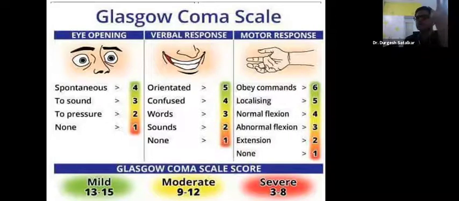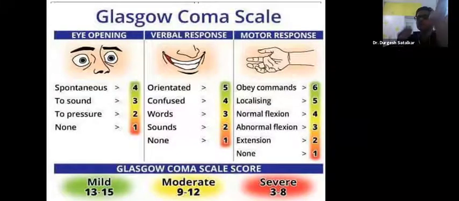Of these three components, motor response has the maximum weightage, a total of 6 points. If the patient is obeying commands, we label it 6. If localizing to the painful stimulus, we give 5 points. If there is withdrawal to the painful stimulus, or normal flexion, we give 4 points. If the patient has abnormal flexion, we give 3 points. If there is an extension response, we give 2 points. If there is no response, we give 1 point. As already said, motor response is the most important of these three.